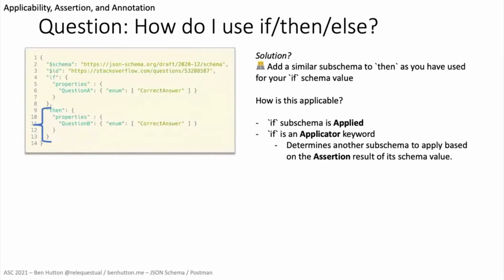How do I use if then else? We found the solution was to use subschemas as the value for the then keyword shown in lines 9 to 13. How does application work here? First, the schema value of if is applied. If is an applicator keyword because it applies a schema to the instance. The assertion result of that application determines another subschema to be applied, while the assertion result from the value schema of if does not directly cause the overall validation to pass or fail. If the assertion result from the if schema value is true, then the then schema value is applied if it exists. Otherwise, the else keyword schema value is applied, again, only if it exists.